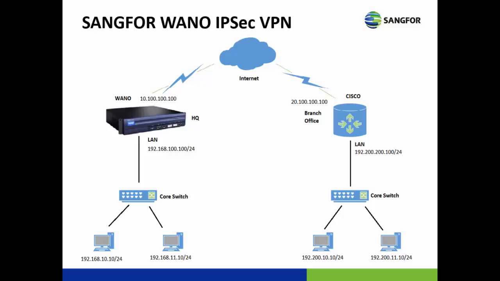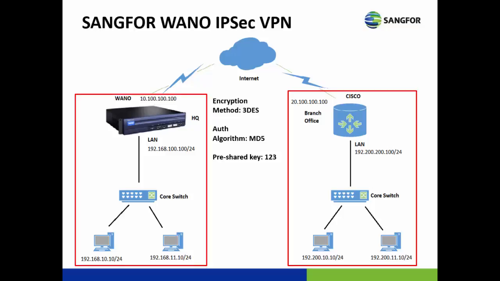LAN interface of 192.200.200.100/24 and the WAN interface of 20.100.100.100. Next, we will be using this topology as our IPsec VPN scenario, where the IPsec VPN connection will use the encryption method of 3DES, authentication algorithm of MD5, and the pre-share key will be 123.